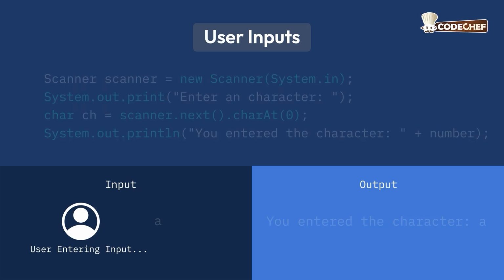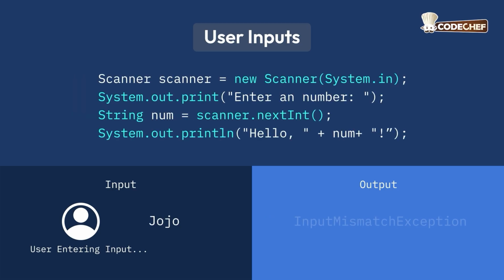If the input does not match the expected data type of the variable, the program will throw a runtime error, usually an input mismatch exception.